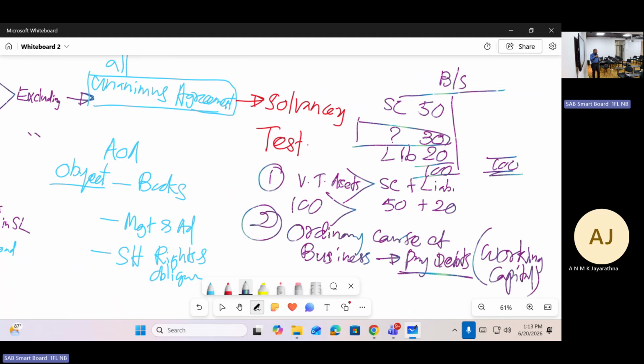Reserves, accumulated profits, reserves. Right? So here, instead of this, we can say we have to consider whether the company has reserves.